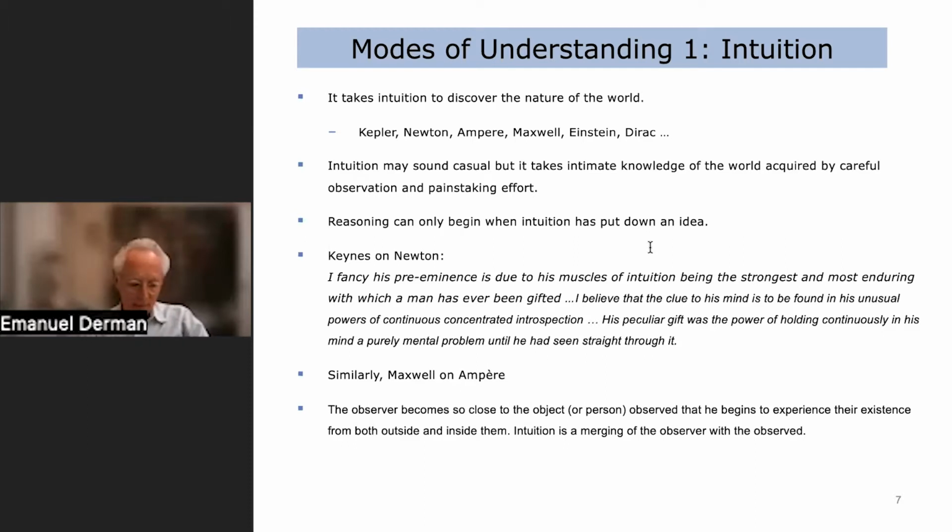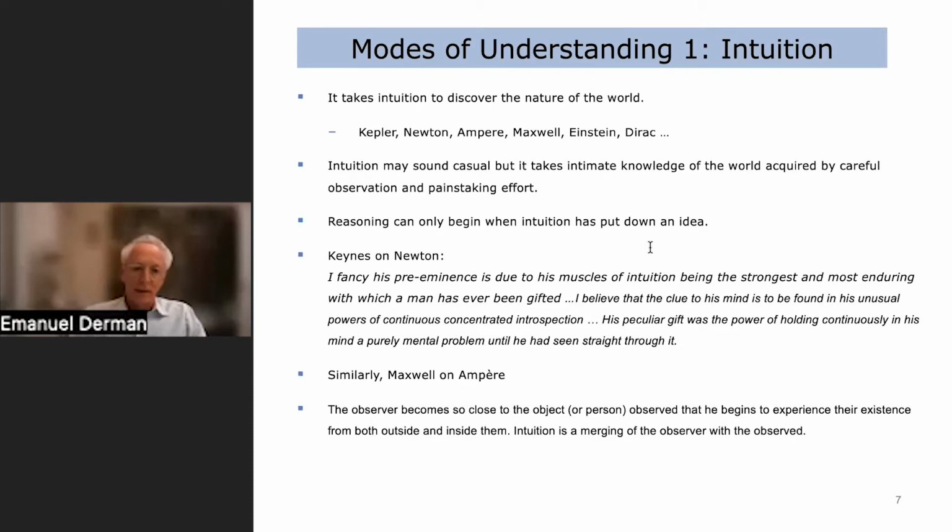I fancy his preeminence is due to his muscles of intuition being the strongest and most enduring with which a man has ever been gifted. I believe that the clue to his mind is to be found in his unusual powers of continuous, concentrated introspection. His peculiar gift was the power of holding continuously in his mind a purely mental problem until he had seen straight through it. He goes on, but I've excerpted one of the critical sentences.